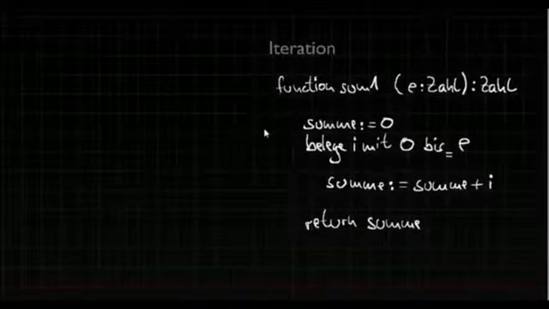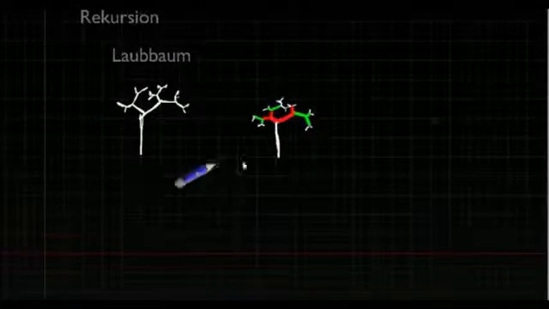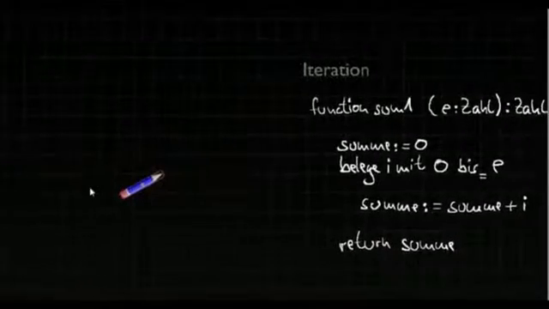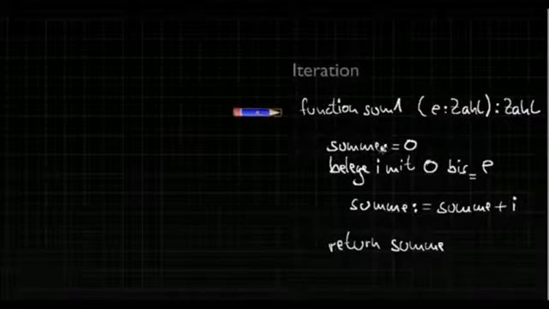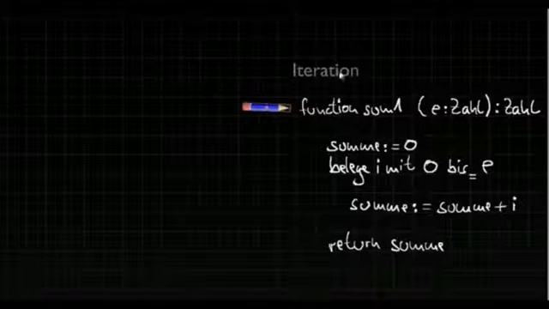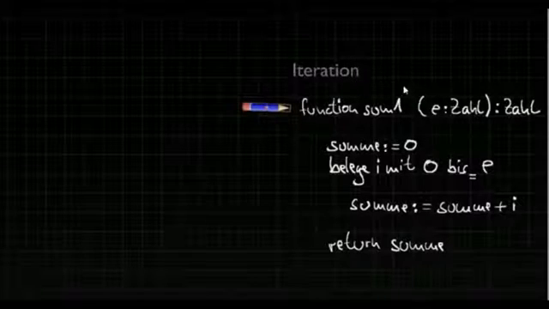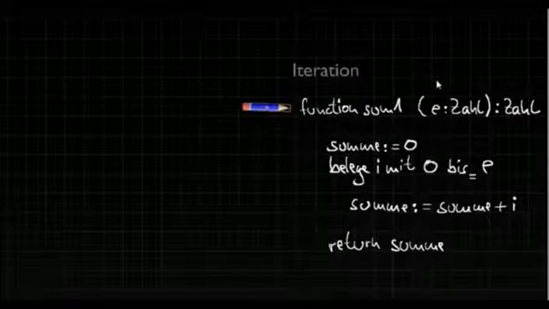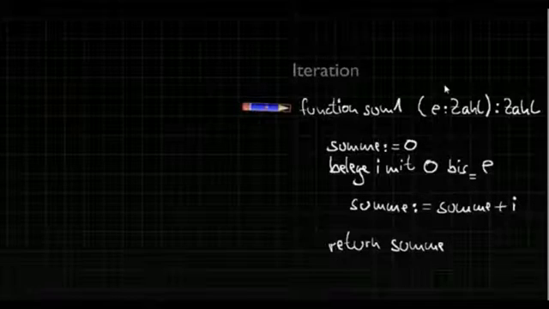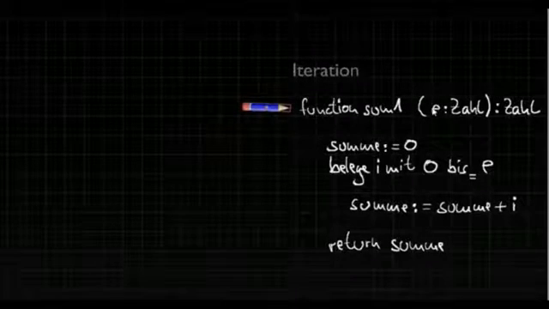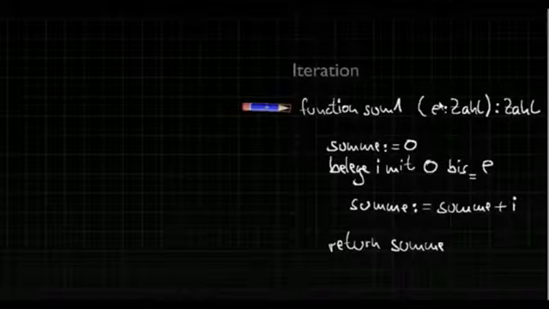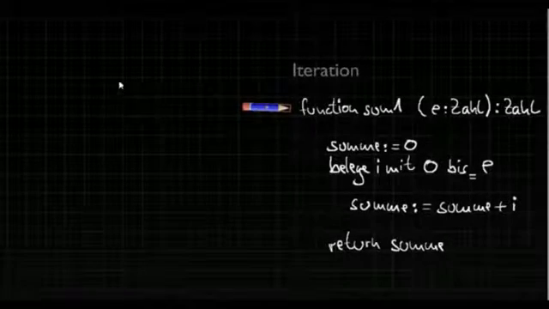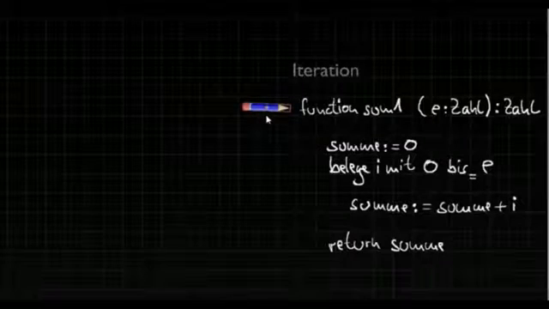First, I want to talk about the iteration. You could say it's a normal for loop. We will see how this works. Here I have prepared a pseudocode function. Its name is simply sum1. And this function sum1 gets a number e and should add all numbers until this number. It should make the sum of all numbers smaller than e, including e.